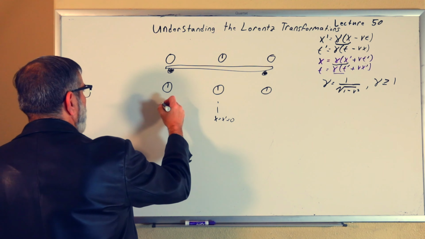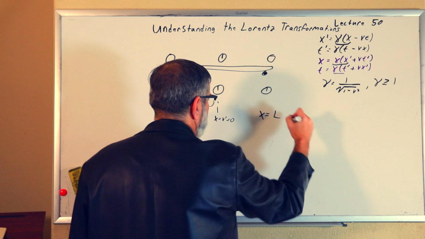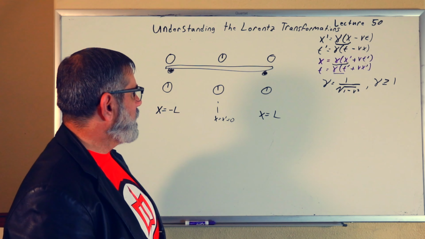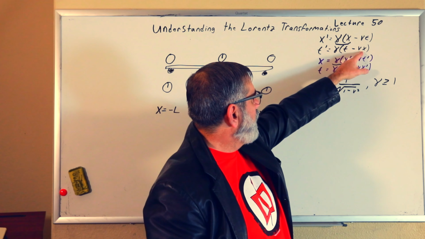I tend to write really small. I want to write bigger. x equals minus L, and this rightmost clock is going to be at x equals plus L. Now we have a value of x and a value of the time. So x equals L, t equals 0.